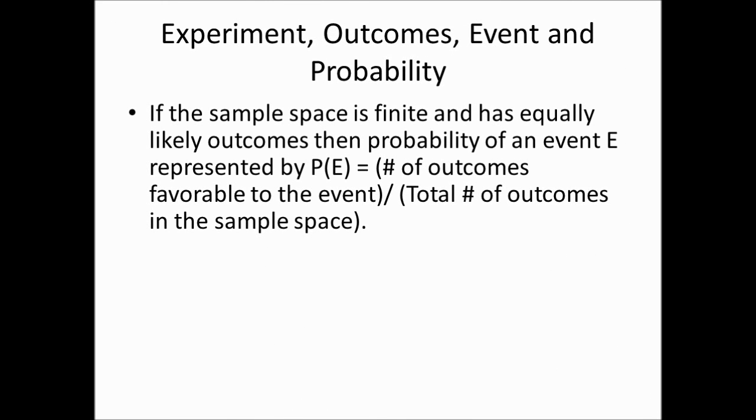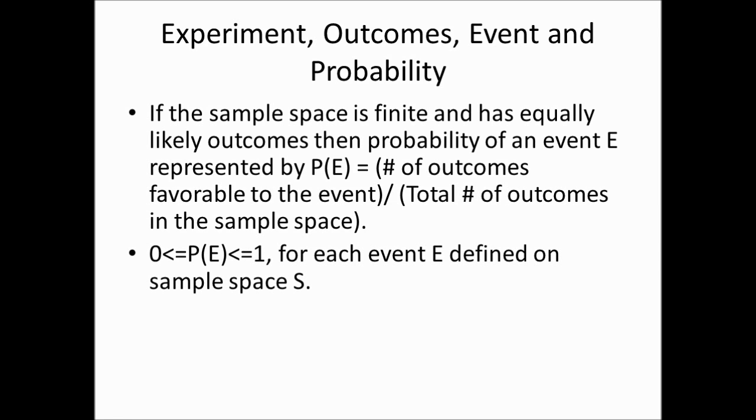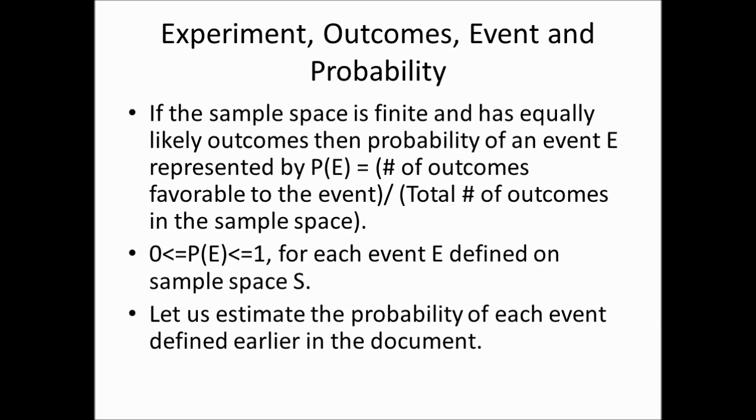If a sample space is finite and has equally likely outcomes, then the probability of an event E equals the number of outcomes favorable to the event divided by the total number of outcomes in the sample space. So it's a ratio of the number of outcomes favorable to the event divided by the total number of outcomes in the sample space. So the probability of an event is a number between 0 and 1 for each event defined on the sample space. Let's estimate the probability of each event defined earlier in this document.